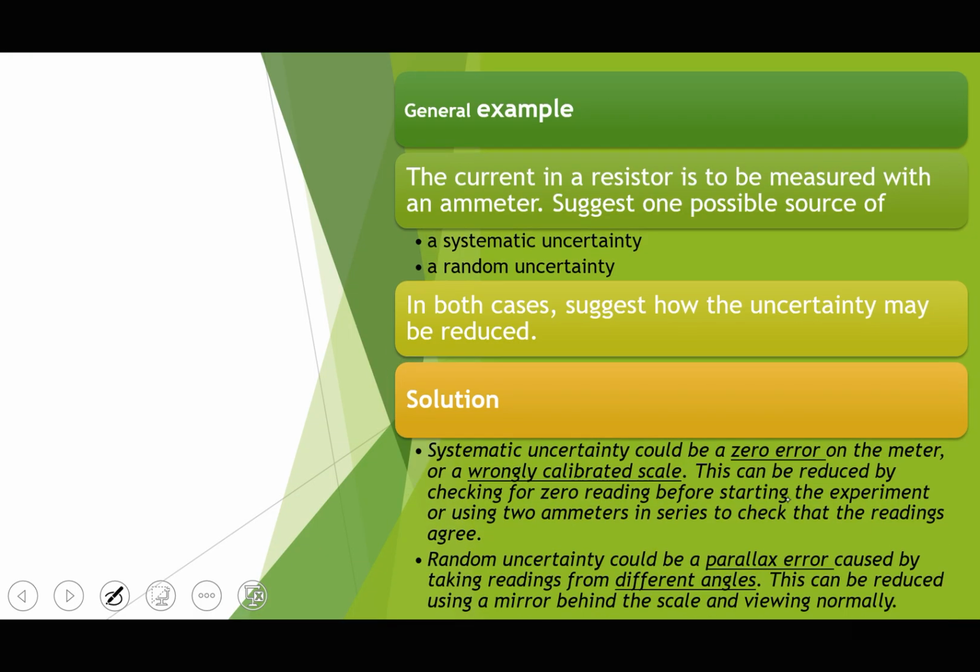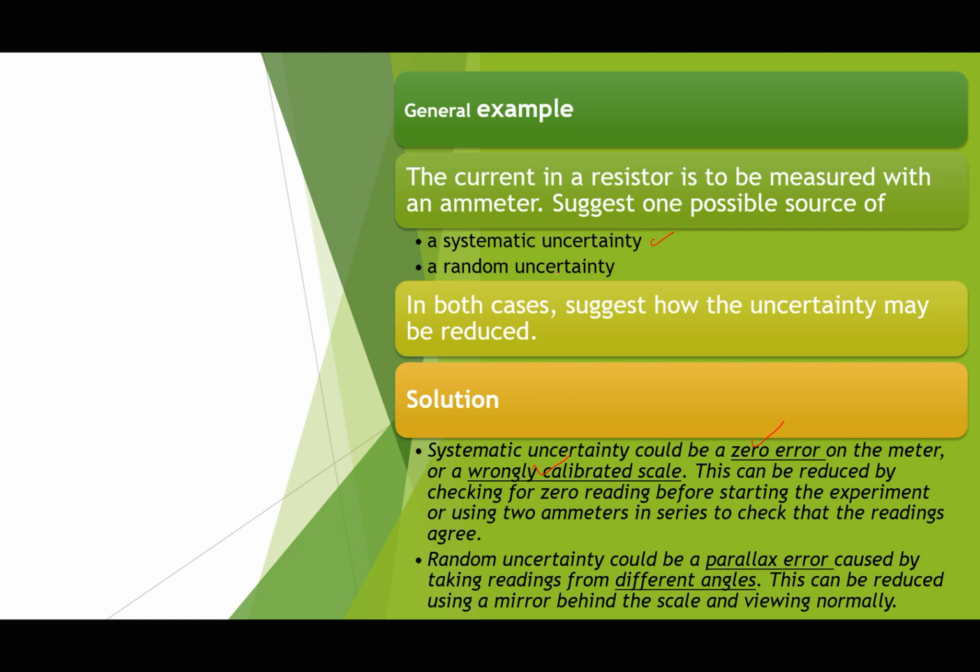And here are general examples that I think you can also attempt. The current in a resistor is to be measured with an ammeter. Suggest one possible source of a systematic error. What will cause a systematic error? We have said there are two major causes, the zero error. If there is a reading in the ammeter before taking a measurement, then there is a zero error. We expect also, because it is analog, it is most likely going to be wrongly calibrated. Those two examples of errors are actually systematic.